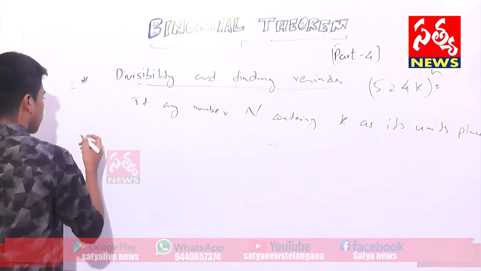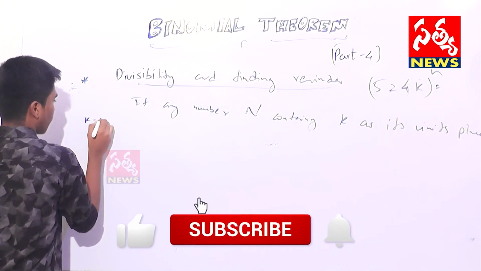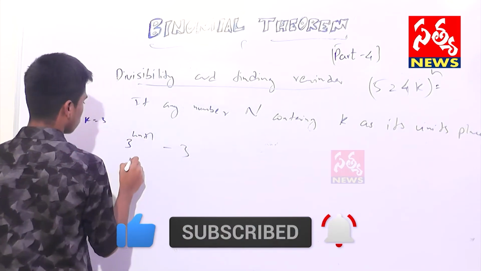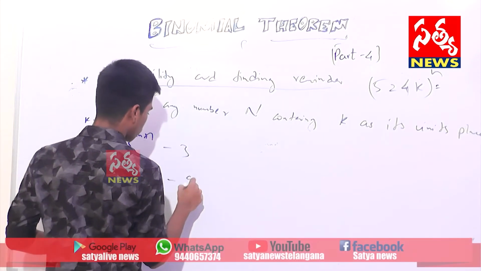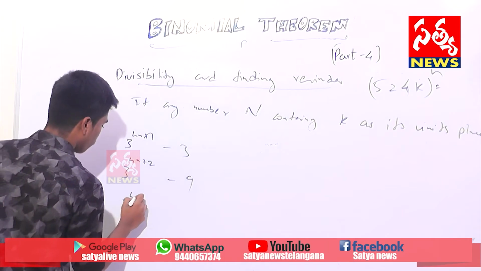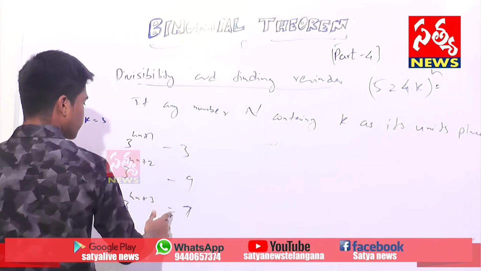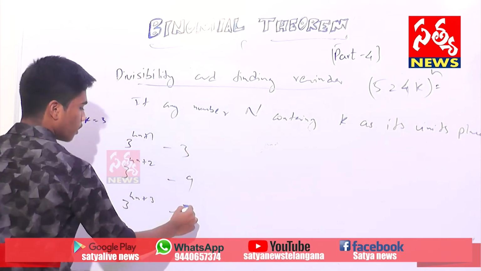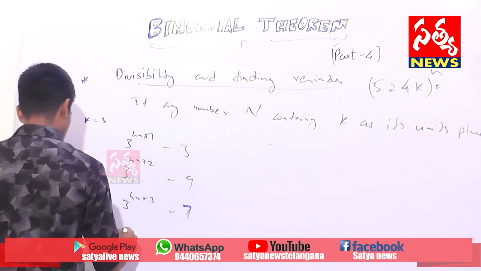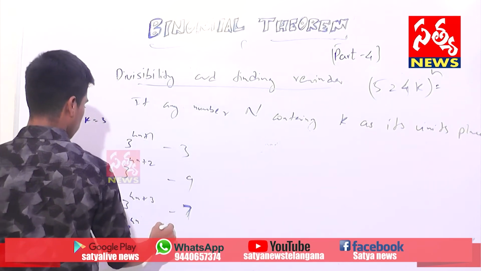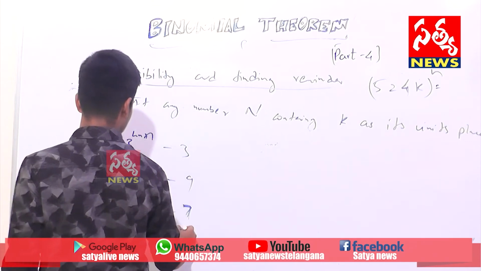Similarly for 3 and 7: if k is equal to 3, 3 power 4n plus 1 has units place 3, 3 power 4n plus 2 is equal to 9, 3 power 4n plus 3 is equal to 7. This is representing the units place after its power. 3 power 4n is equal to 1.